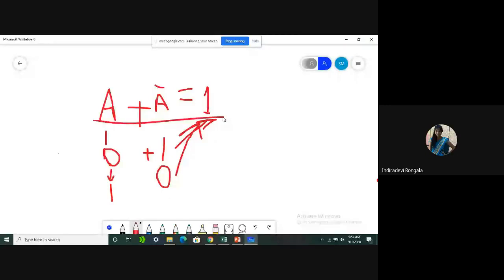One more law is the commutative law. From childhood onwards, we have learned this one. The commutative law is nothing but A plus B equals B plus A. So the OR operation between A and B is similar to the OR operation between B and A. Clear, all of you?